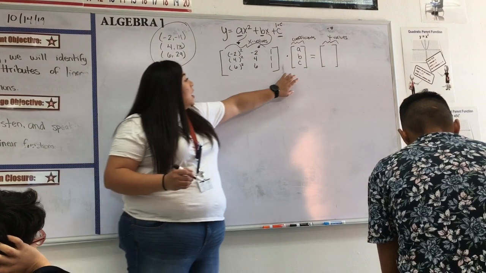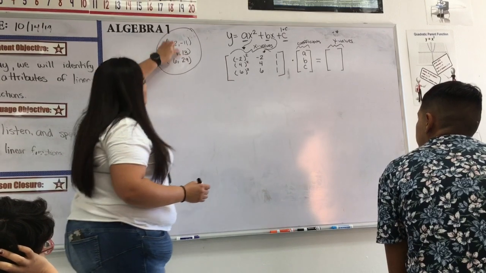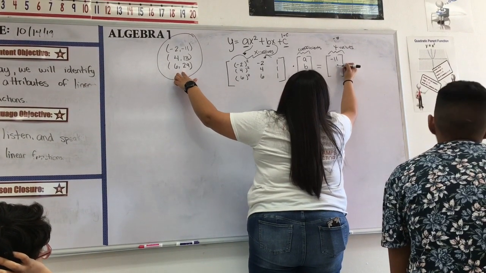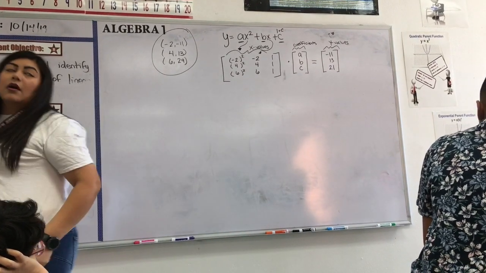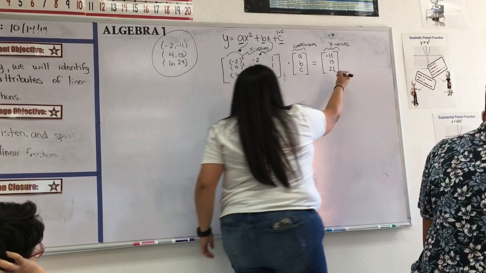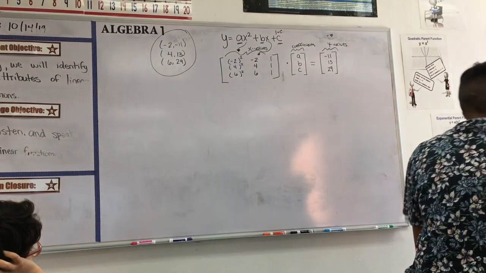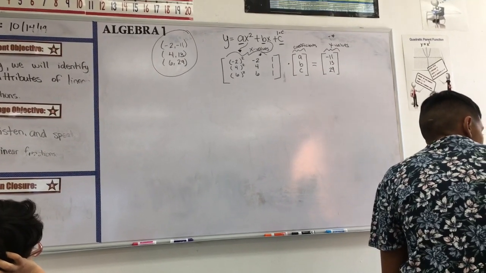Okay. So then we multiply it with the coefficients A, B, C to get our y's. So what should I have in my last little matrix? Negative 11, 13, and 29. Are we okay? Everybody good? All right. Now I'm going to do a little bit of math magic.